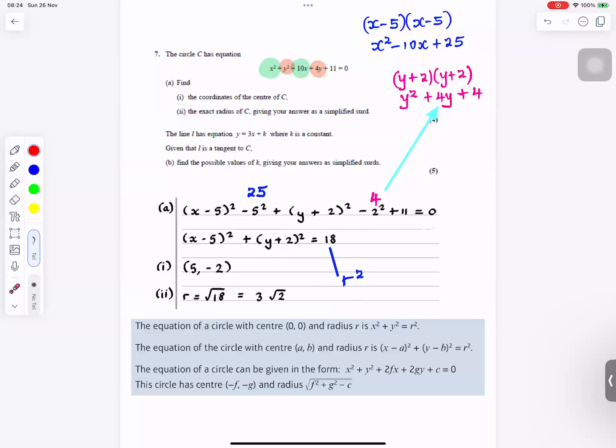You can also use this formula, and this to find the center, and this to find the radius.